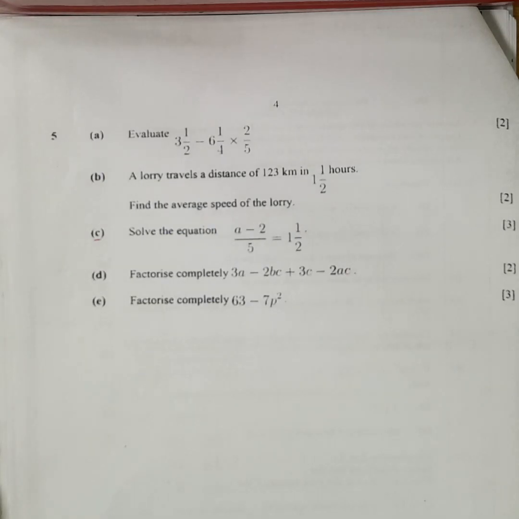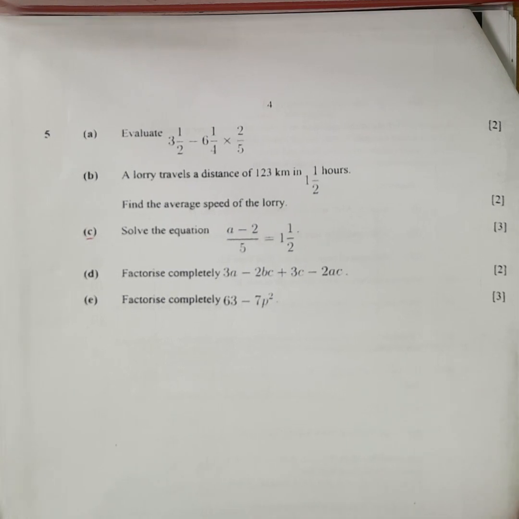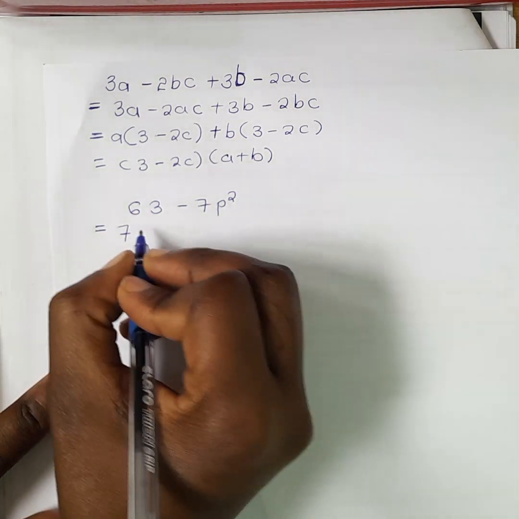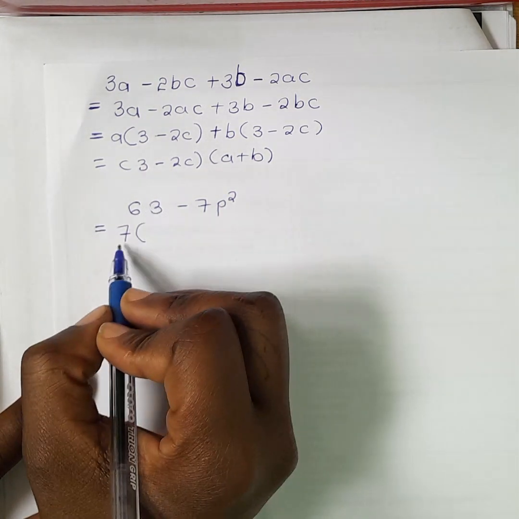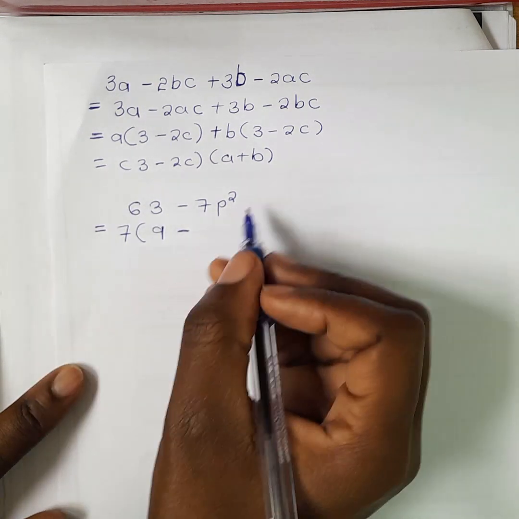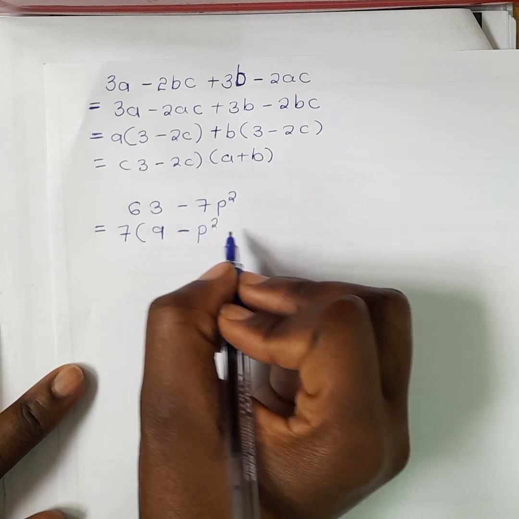When I was doing binomials, I didn't work this question that was in November 2021. It is saying 63 minus 7p squared. Let me work it. It was carrying 3 marks. So here we need to factor out the highest common factor, which is 7. And we say 63 divided by 7, we get 9. Minus 7p squared divided by 7, we get p squared.